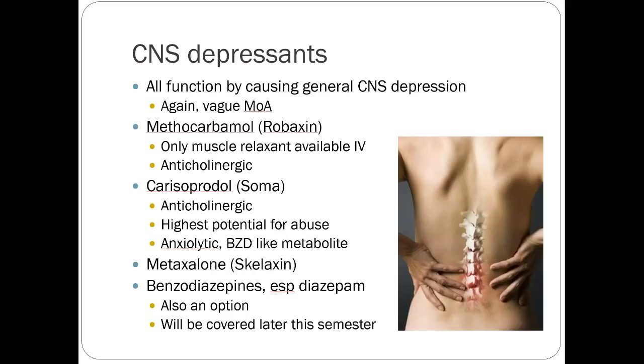Some other CNS depressants that are commonly used, and again, these mechanisms are all a little bit different, but they get lumped together. So methocarbamol, or Robaxin, is another oral one that's commonly used, kind of like Flexeril. It's for acute pain and acute spasticity. It is actually available IV too. So sometimes we see this, especially in our spine population. They use this post-op, and it's thought to reduce some of the spasticity associated with post-op spine surgery, but it also decreases opioid use. So they've seen some synergy with that.